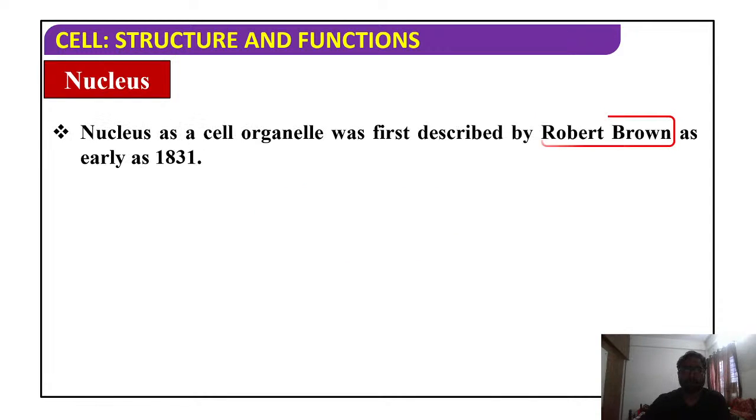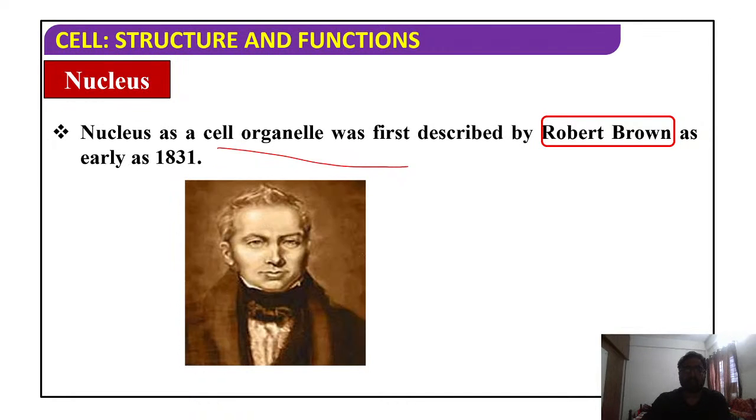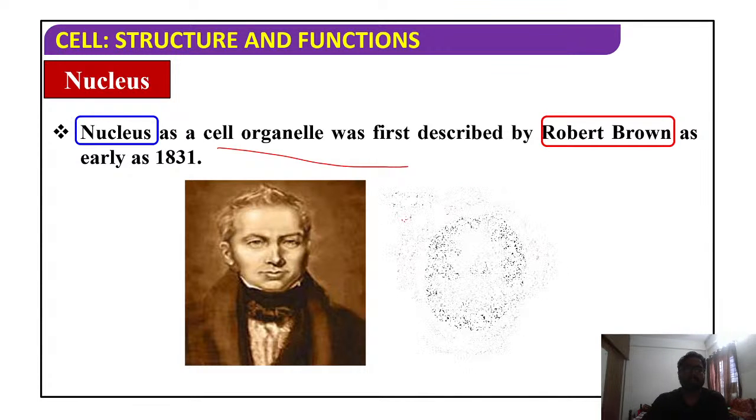Students, here the nucleus as a cell organelle was first described by the scientist Robert Brown. He described the nucleus as a cell organelle in the year 1831. So students, you can have the picture of Robert Brown on your screen. So he is Robert Brown. He has told about the nucleus as a cell organelle for everyone.